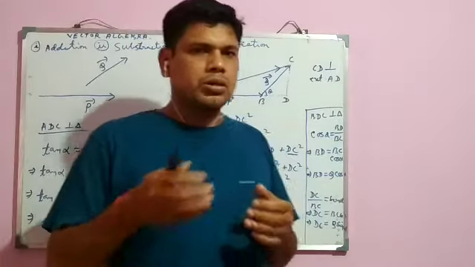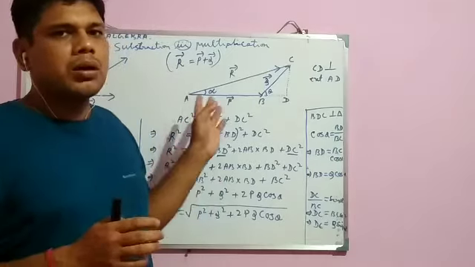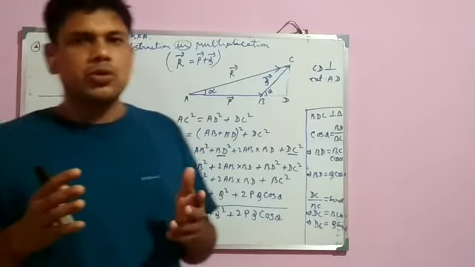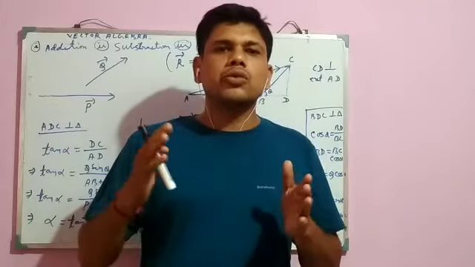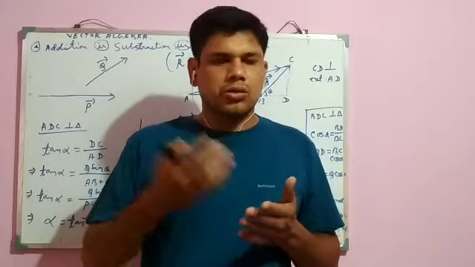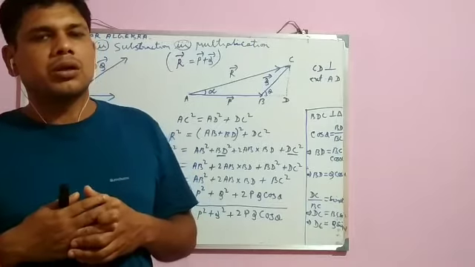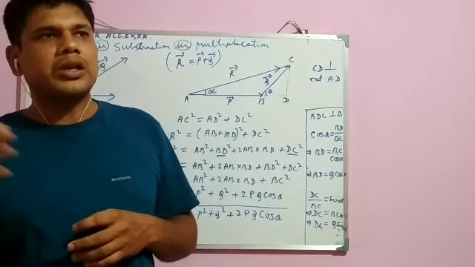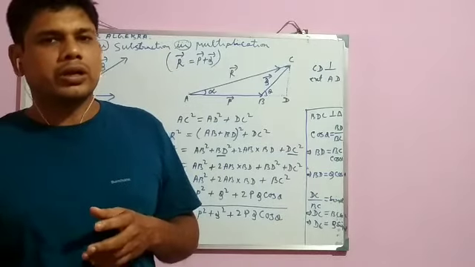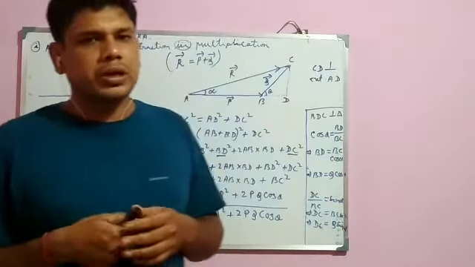I will discuss one by one. First, I will discuss addition of two or more vectors. If we want to add two vectors only, then we have to follow one of two rules: the triangle law of vector addition and the parallelogram law of vector addition. And if we want to add more than two vectors, then we have to follow the polygon law of vector addition. So these three laws we have to obey at the time of addition of two or more vectors.